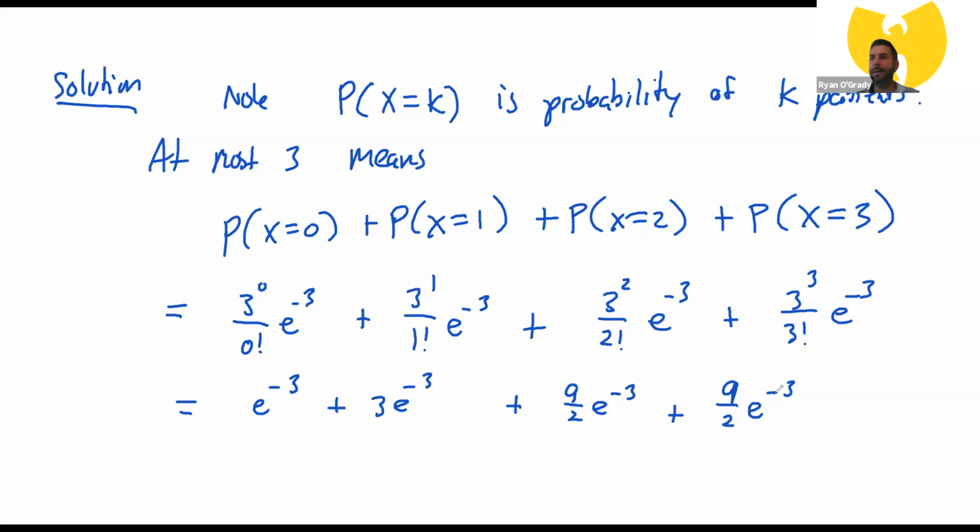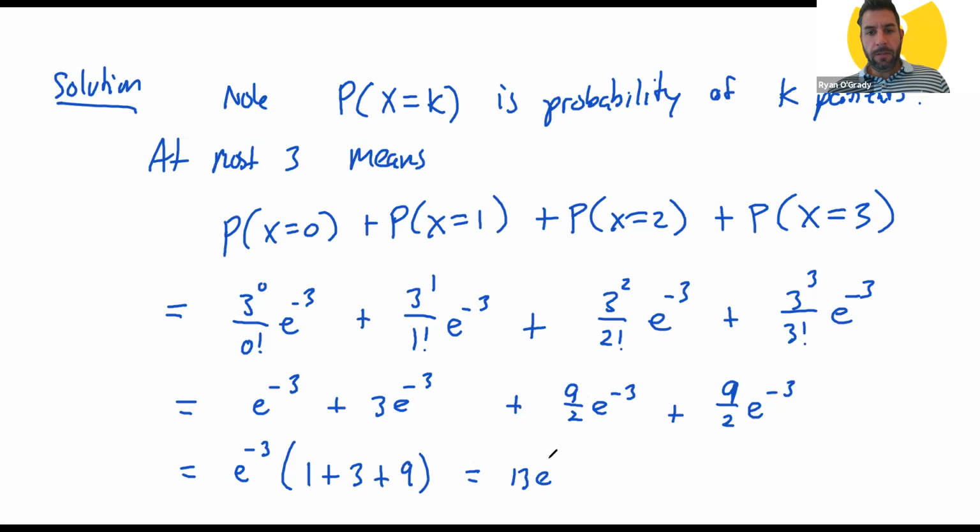And provided I didn't make any errors, one way to do this without a calculator right away is pull out e to the negative 3, and I'm left with 1 plus 3 plus 9/2 plus 9/2, which is 9. So this is 13 e to the negative 3, which we would need a calculator to go after. By the way, most calculators have e on it, so it's not hard to get to the bottom of that.